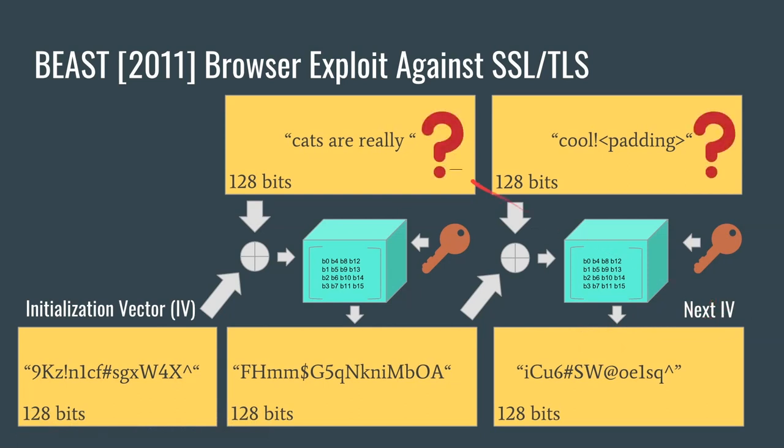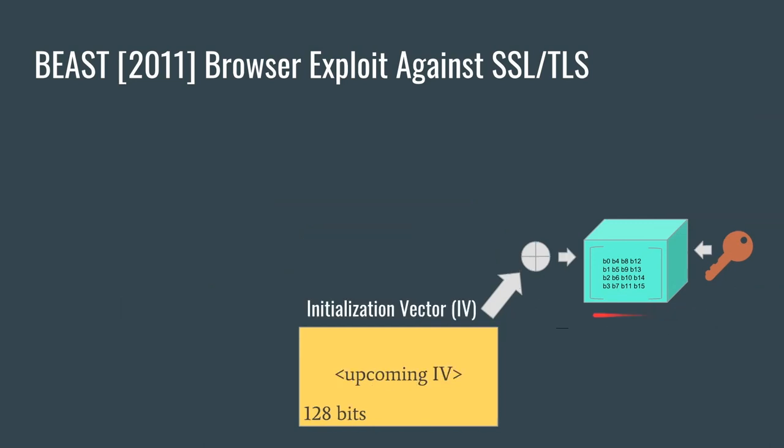So the attacker would like to see if they can guess one of these plaintext blocks in a known plaintext attack, and the data they have access to is all these ciphertext blocks. But the key thing here is that they know what the next initialization vector is going to be as a result of this flaw in the TLS design. So the attacker knows that the upcoming IV is the last ciphertext block from the previous computation.